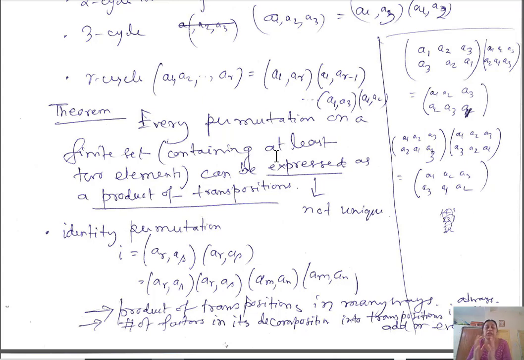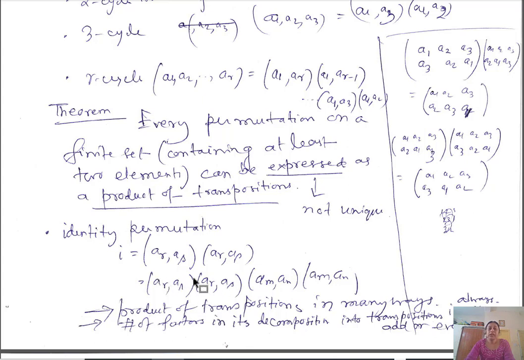Decomposing a permutation into a product of transpositions is not unique. For identity, it can be written in several ways. The identity can be written as this, and it can be written as this also. So this representation is not unique. It is a product of transpositions in many ways.